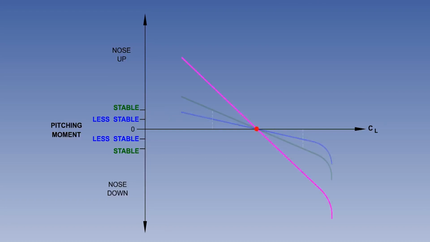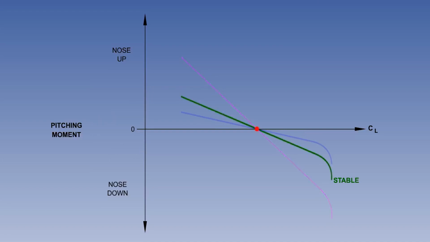Now we'll look at an increased level of longitudinal static stability. The same increase in angle of attack has generated a much bigger nose-down pitching moment. Reset the graph to equilibrium. The same decrease in angle of attack has also generated a much bigger pitching moment, but this time nose up.